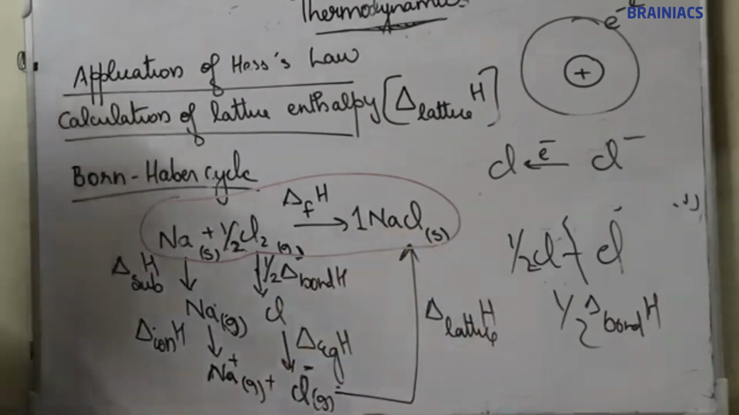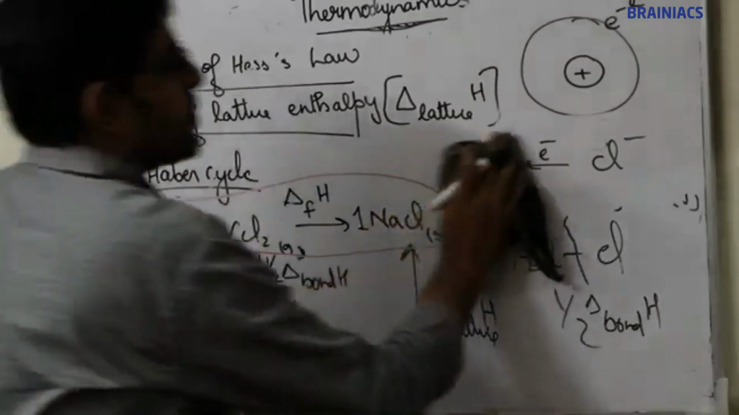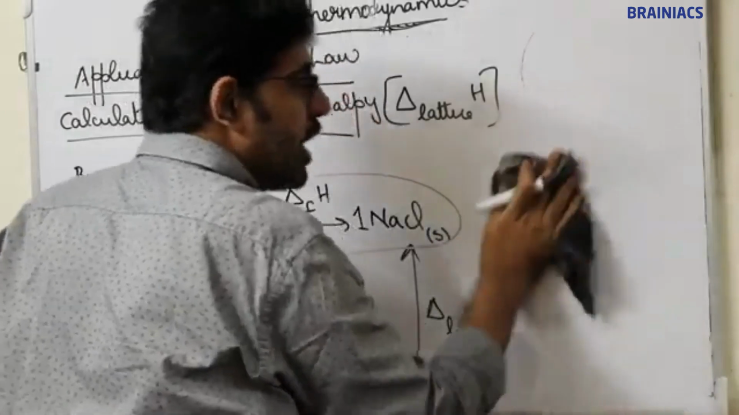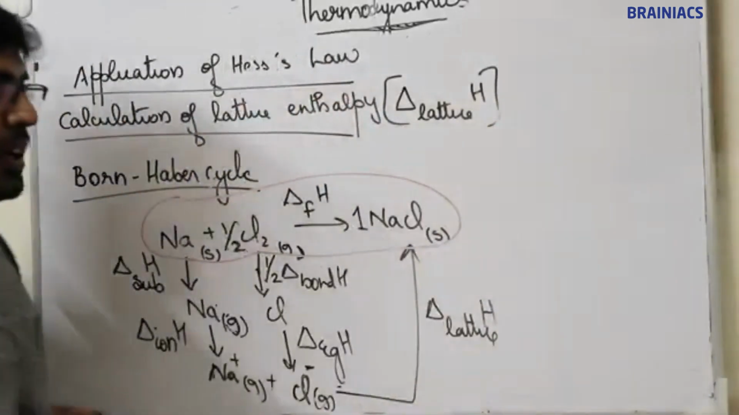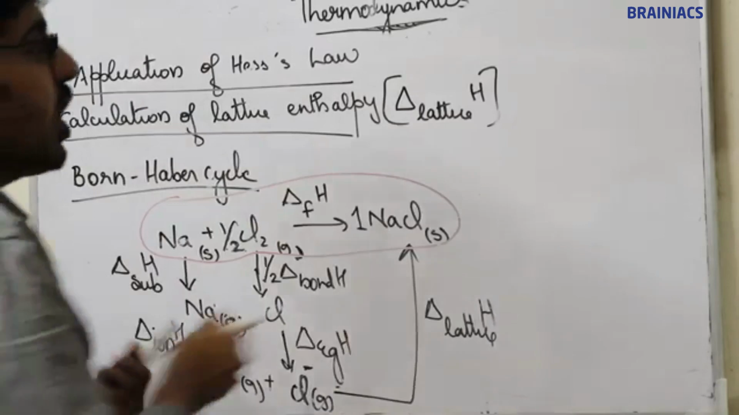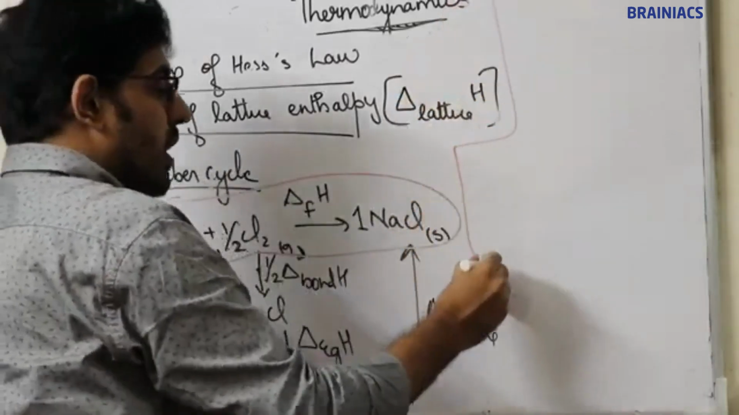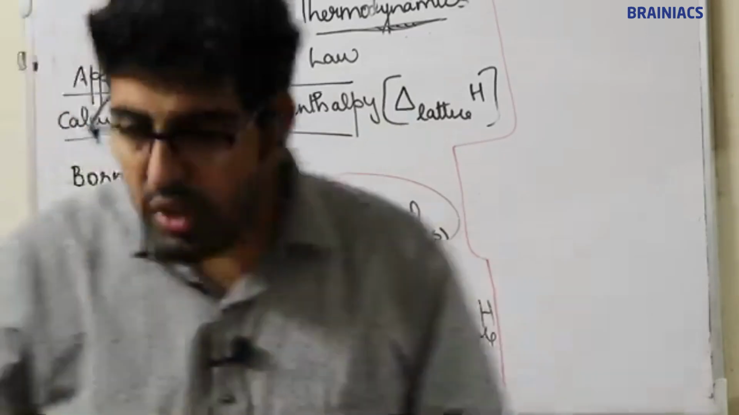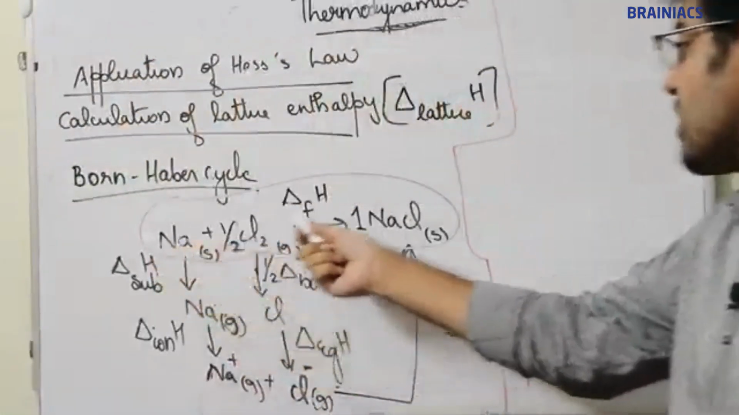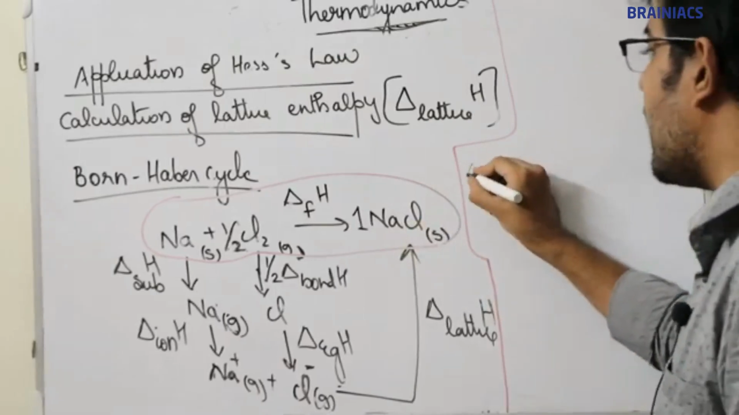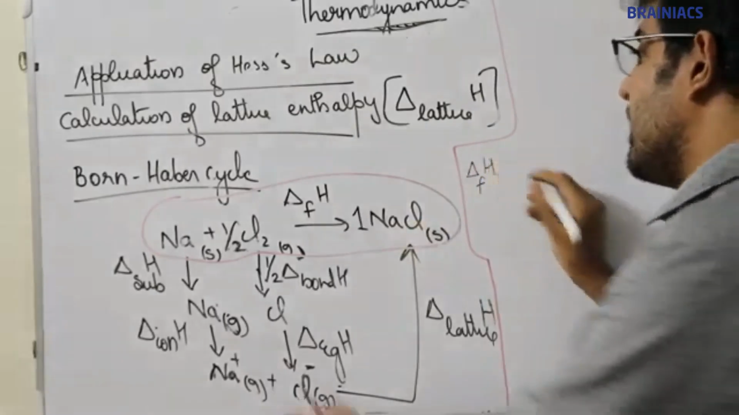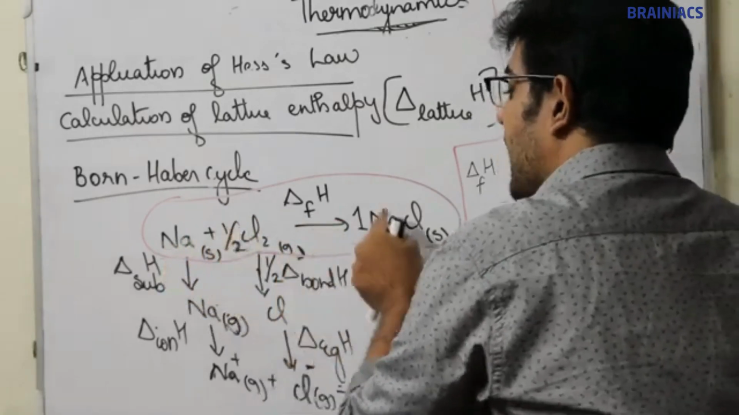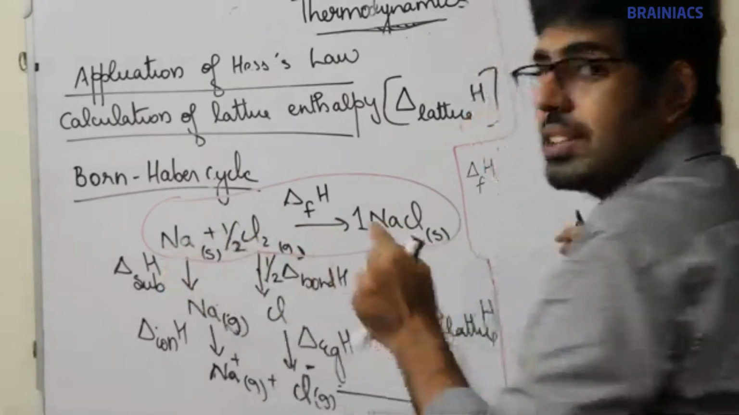Okay, I think it's clear till here. Now, according to Hess's law, when a reaction takes place in a single step or in several steps, the total enthalpy change is always constant. Here, this reaction takes place in a single step. So enthalpy of formation: the reaction Na solid plus half Cl2 giving NaCl solid takes place in a single step.